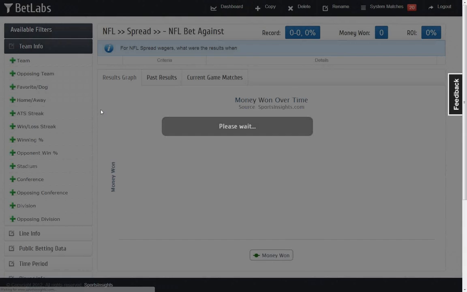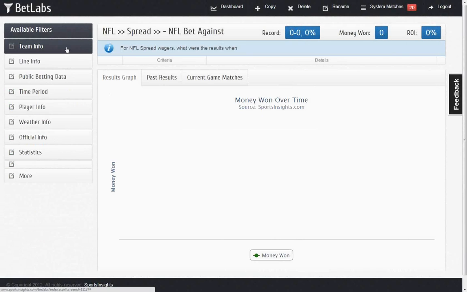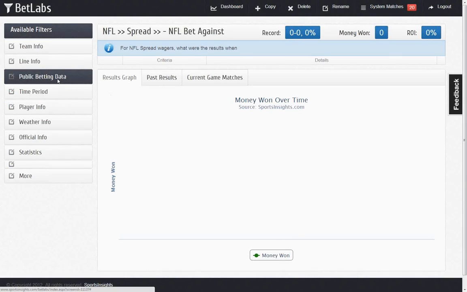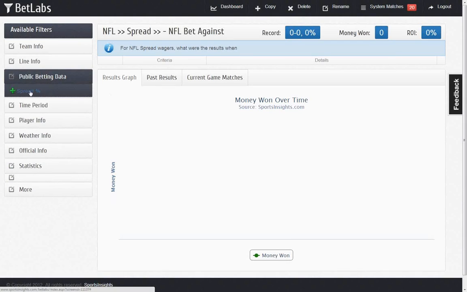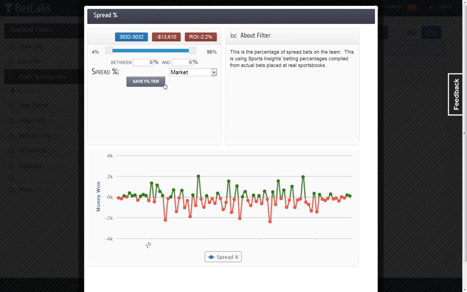Game, and then I'll create my system. The filter we want to use is called public betting percentages for the spread, yes. So we'll click on that, and we go from 0 to 100. Really what I want to do is look at 30%. Let's even use 35%.